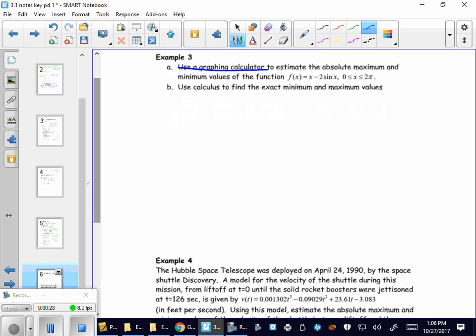So the idea is, if we want to find the absolute max and absolute min values of a function, we take its derivative. So we're going to need f prime of x. In this case, f prime of x is going to be the derivative of x, which is 1. The derivative of 2 sine of x is 2 cosine of x. And critical values are found where the derivative is equal to 0 or where the derivative is undefined.